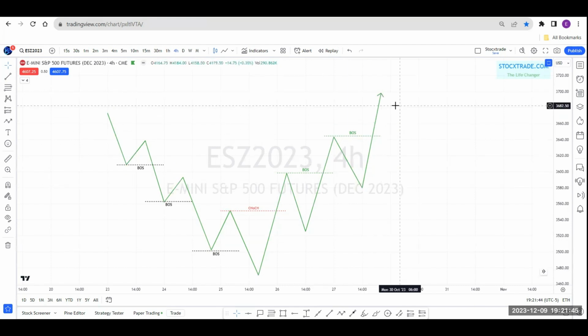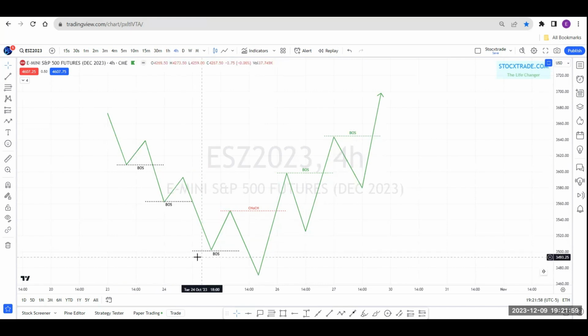If the trend is bullish, if you are going north, making higher high, higher low, higher high, higher low, then you will see the break of structure. If you are going lower low, lower high, lower low, lower high, you will see the break of structure in the bearish direction. But the change of character, you will see opposite.